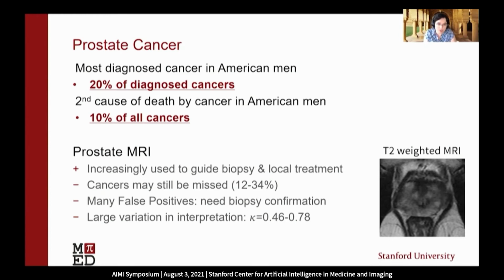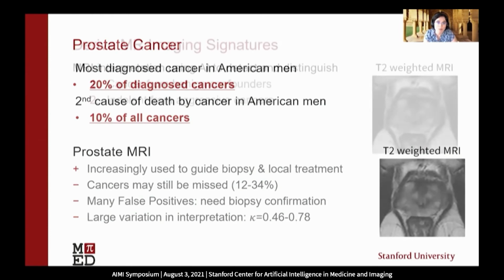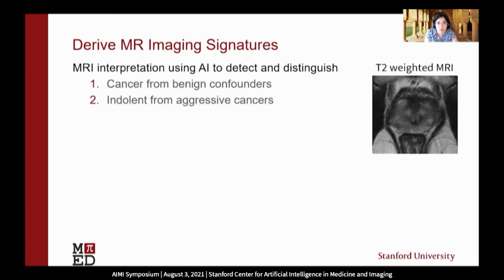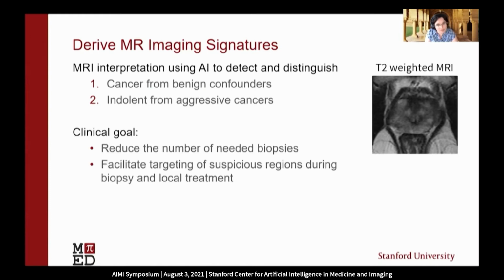The third point here is that, comparing radiologists, there is a large variation in interpretation, with the kappa coefficient ranging between 0.46 and 0.78. So where my team and our research has been focused is to help radiologists interpret prostate MRI images, specifically in detecting and distinguishing cancer from benign confounders, and also looking for subtypes, so distinguishing between indolent and aggressive cancers. Why do we need to do that? Because this will help us to reduce the number of needed biopsies.